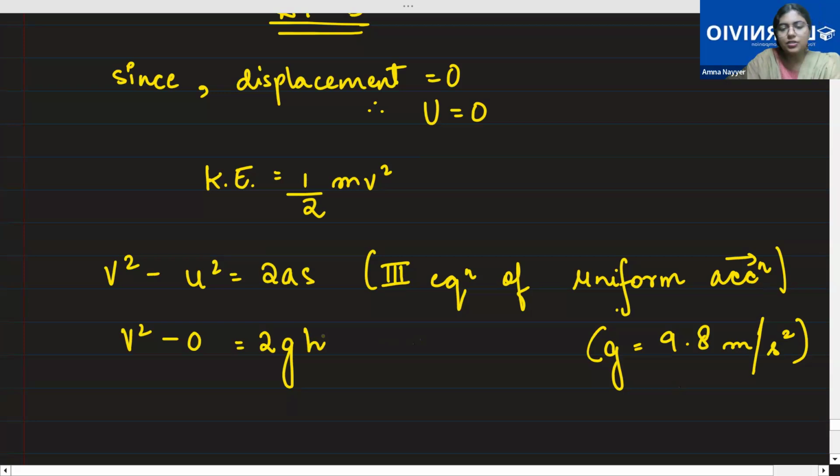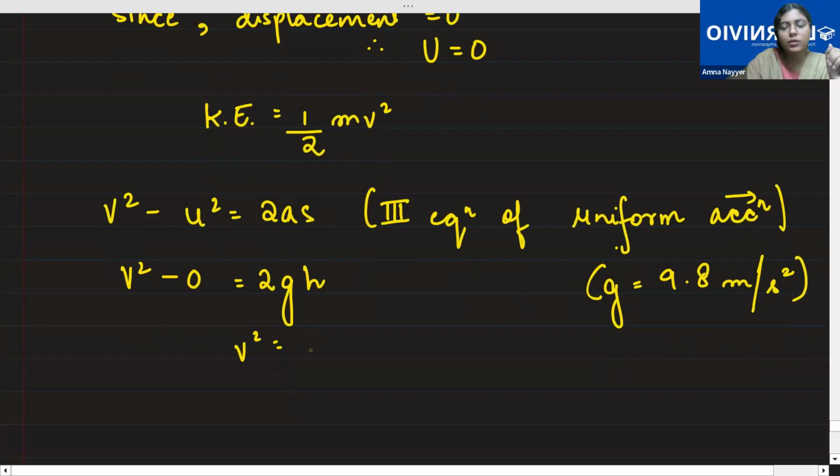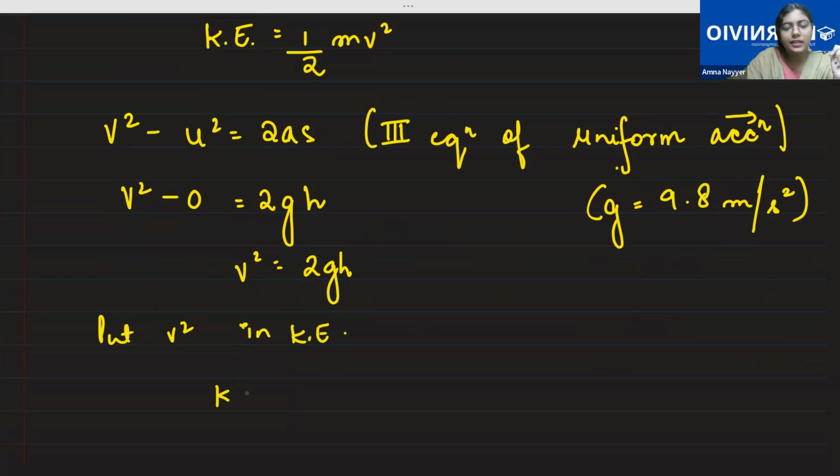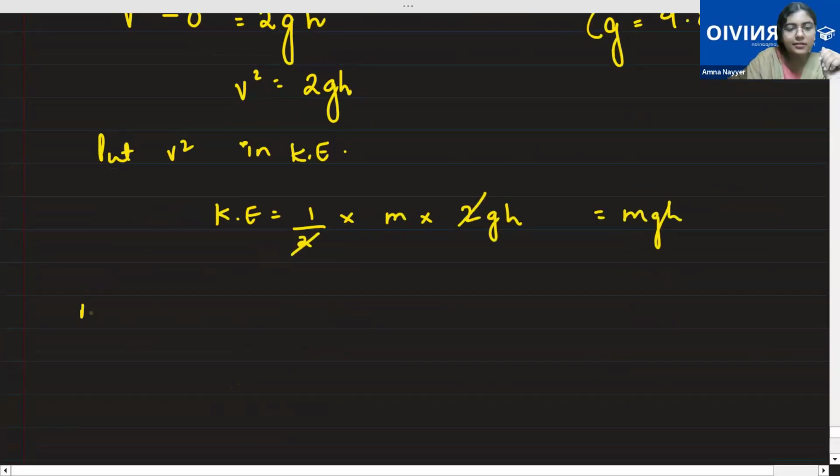So height is h. So what is v square equal to? 2gh. Let's put the value of v square in kinetic energy. So kinetic energy will be half m, what is v square? 2gh. 2 gets cancelled. This is mgh. So my RHS is equal to LHS.